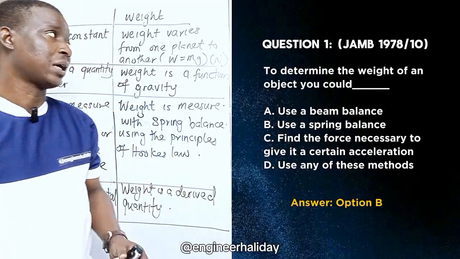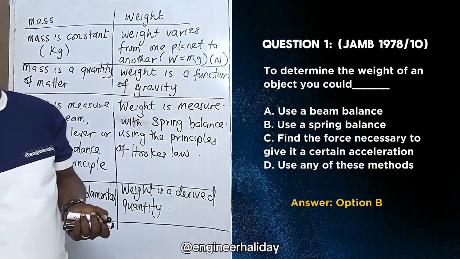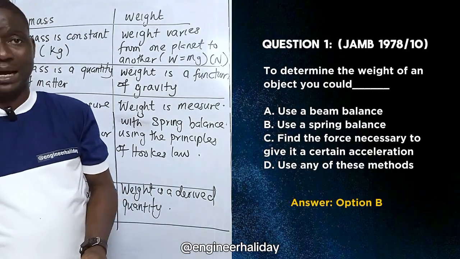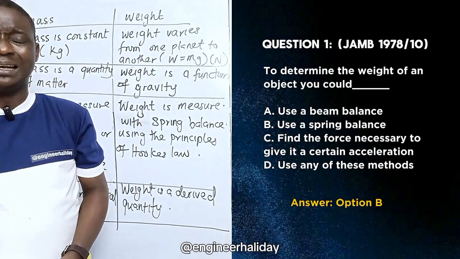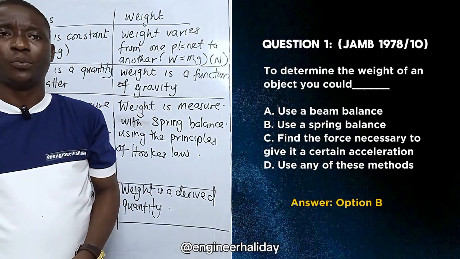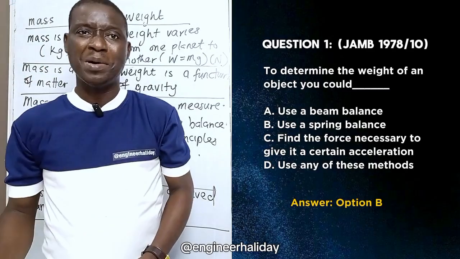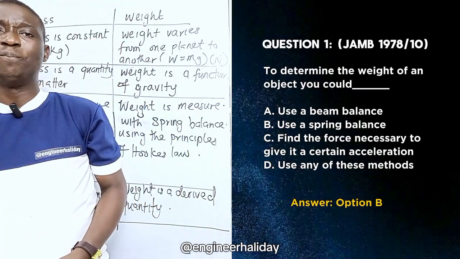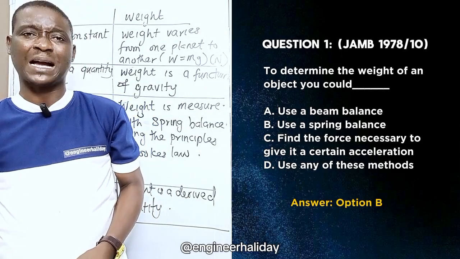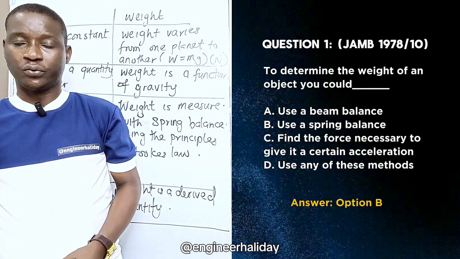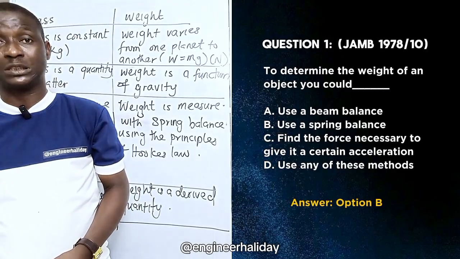Spring balance. You can look at the board and see all the analysis I've made. Don't forget, mass is a function of matter, while weight is a function of gravity. And a spring balance is used to measure what? Weight. For mass, we use what they call a beam balance or butcher balance, or we use a lever balance and even a chemical balance to measure mass, using the principle of moment, while the spring balance uses Hooke's law principle.